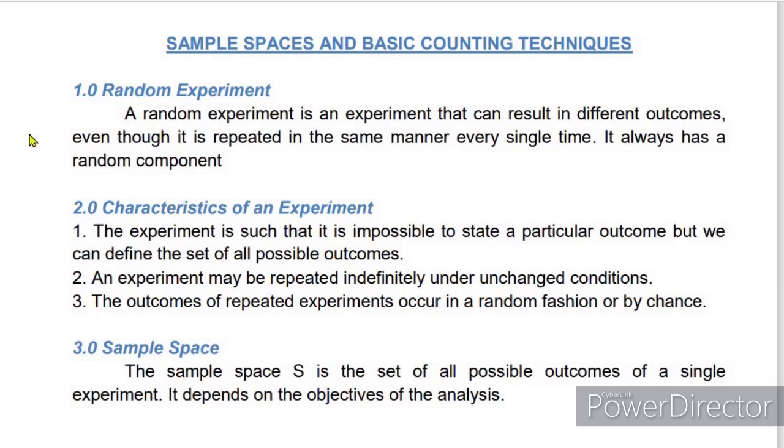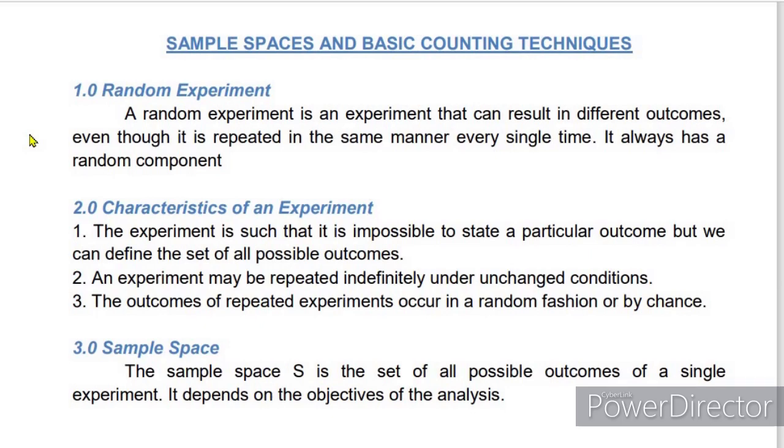Now, for the sample spaces and basic counting techniques, 1.0, random experiment. So what is a random experiment? It is an experiment that can result in different outcomes. So it has one or more different outcomes, even though it is repeated in the same manner every single time. So all the tests will be in the same manner. It always has a random component because it is a random experiment.